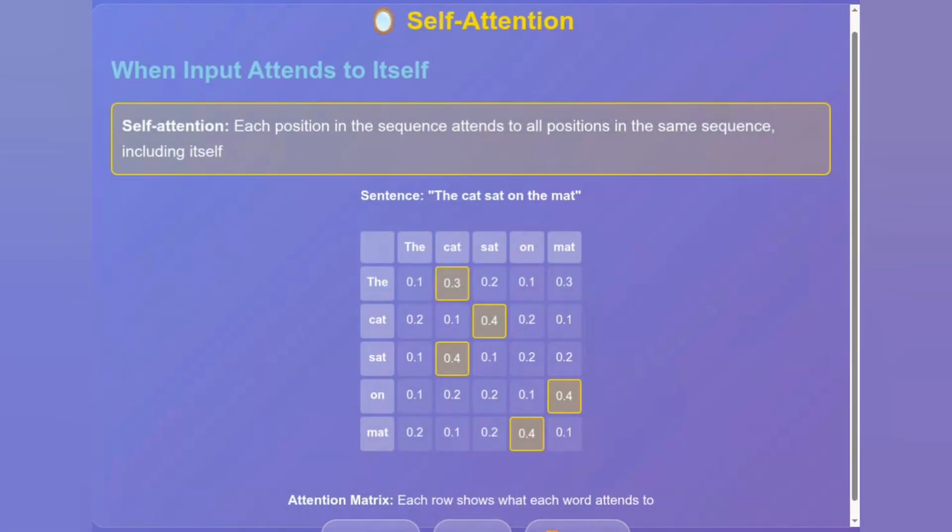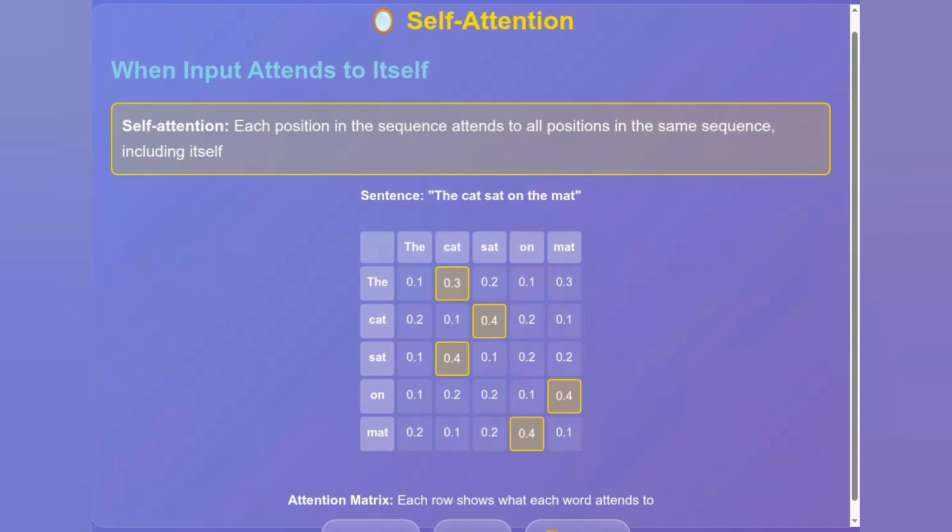Let's talk about self-attention. This is when the input sequence attends to itself. This might sound circular, but it's actually incredibly powerful. In self-attention, each position in the sequence can attend to every other position, including itself. This allows the model to build rich representations where each word understands its context within the entire sequence.